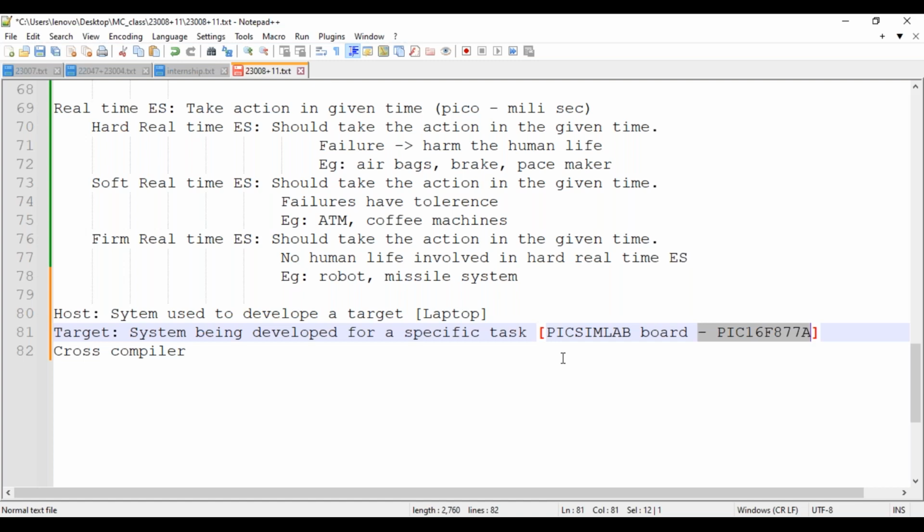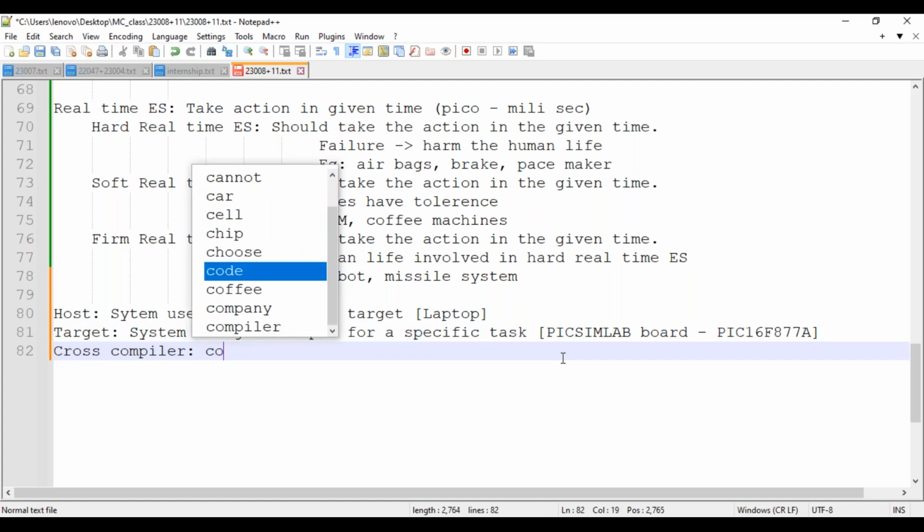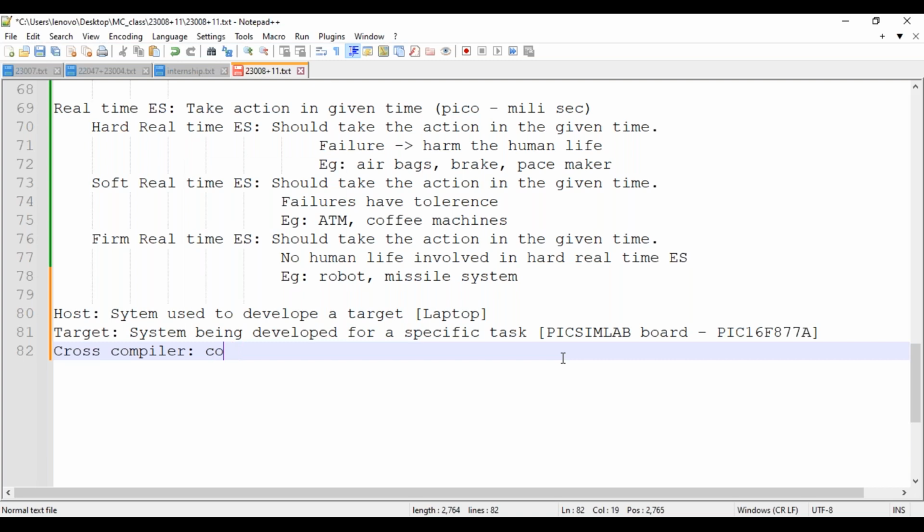The next we have is the cross compiler. Now, before I talk about cross compiler, what is a compiler? Have you ever used a compiler before this? Yes, you have used GCC. So what do you mean by a compiler then?